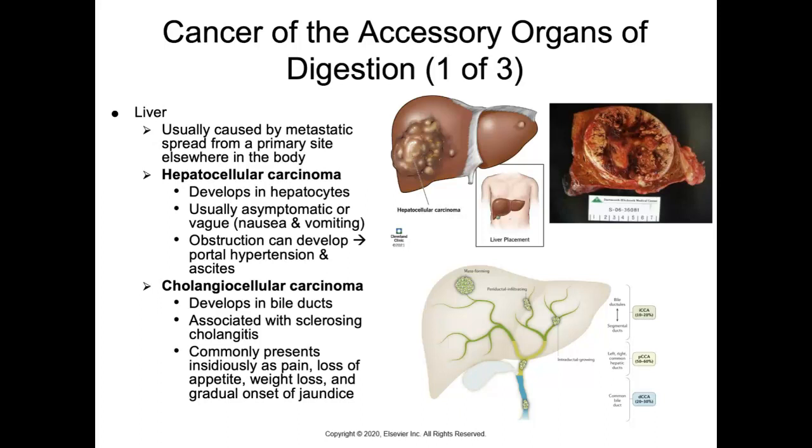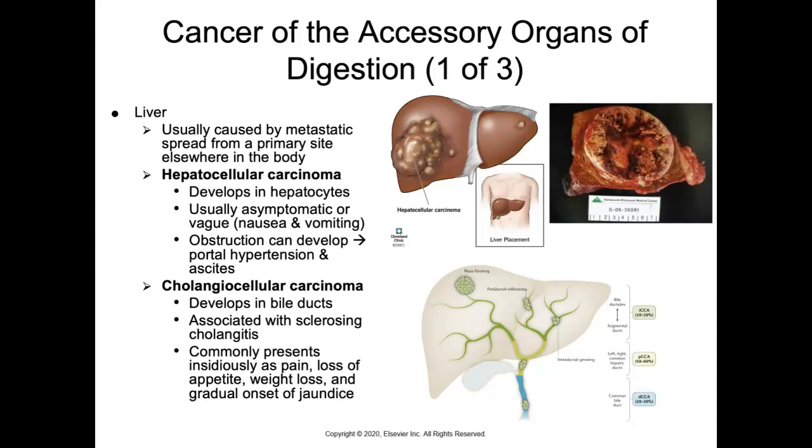So the first type we have is hepatocellular carcinoma. This is going to be closely associated with chronic hepatitis and cirrhosis. We see that it's going to develop within the hepatocytes, and the cancer starts to invade the hepatic and portal veins, and often is going to spread to the heart and lungs or other sites such as the brain, kidney, or the spleen. Now, the patient may be asymptomatic or have vague symptoms such as nausea and vomiting, and because this cancer can invade the hepatic and portal veins, it can cause portal hypertension and progress into ascites as well.